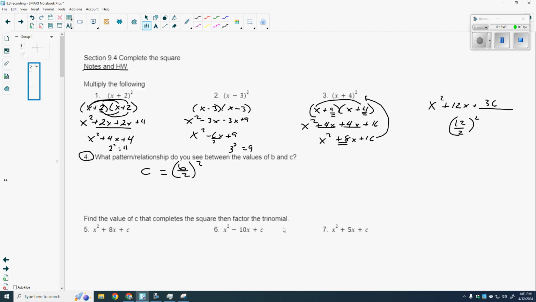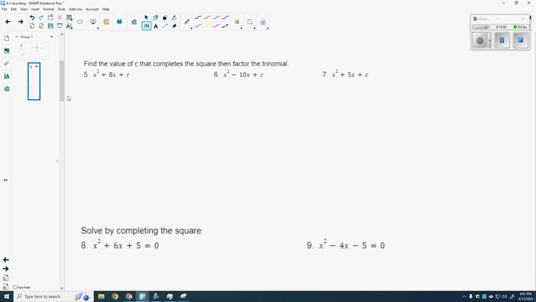Jump down here. Try 5, 6, and 7. What value for C will complete the square, will make this an expression so that I can factor it into something like that? Okay, hopefully you've hit pause. If not, hit pause and figure out 5, 6, and 7. In this case, my C value needs to be 8 divided by 2, which is 4, and 4 squared equals 16. So my C needs to equal 16.